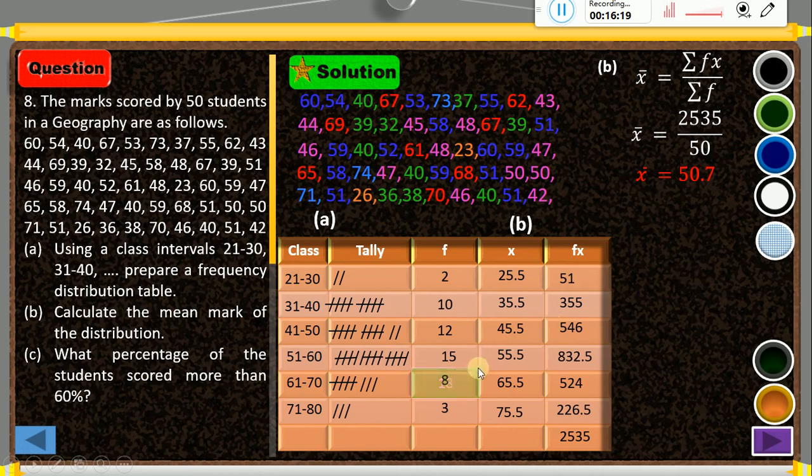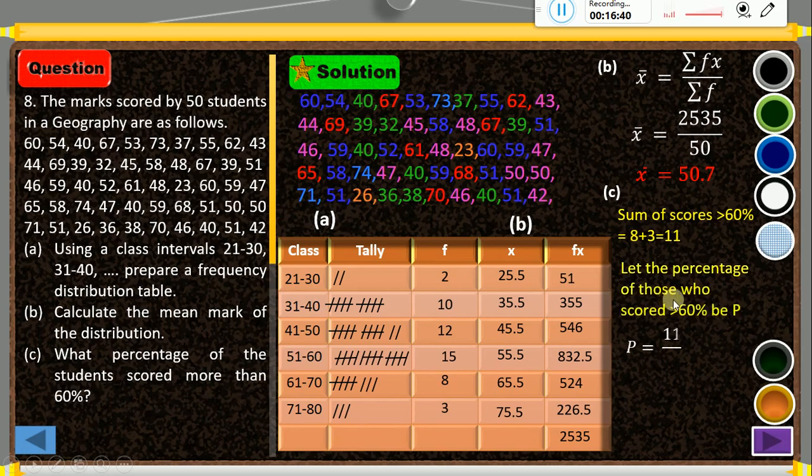Now we are going to find those who scored 60 and above. 60 and above will be 8 plus 3, and that will give us a total of 11. So now let the percentage be P. Then P will be 11 over 50 times 100 over 1. Simplifying that, we have the percentage of those who score 60 and above is 22%.